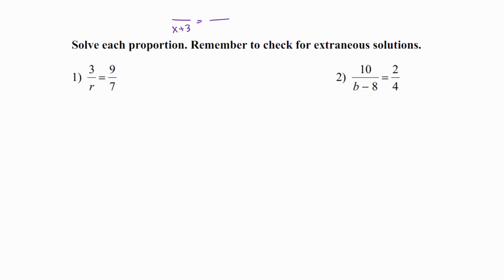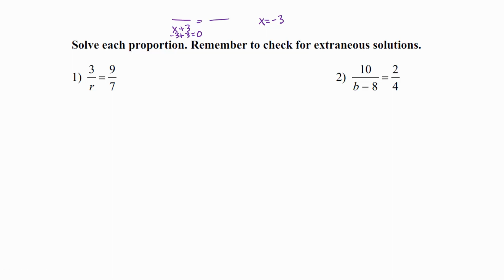If I had this and I solved it and my answer was -3, well, if I plug in -3 right here, I get 0, and in math we're not allowed to divide by 0. So that would clue me into the fact that x equals -3 should not really be an answer. So that's what it means when it says to remember to check for extraneous solutions.